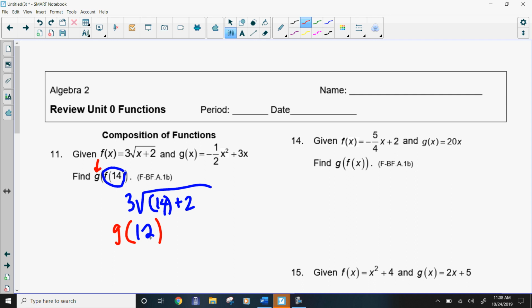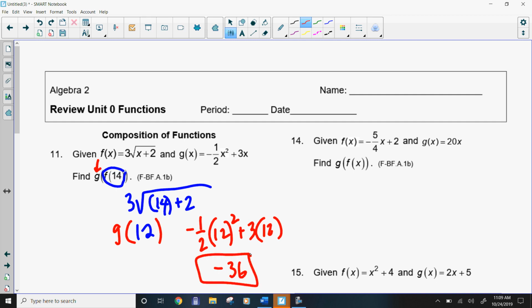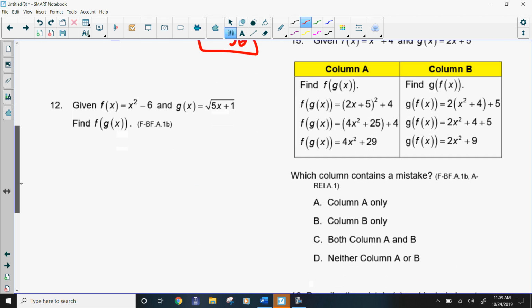So the second problem is going to say negative 1/2, parentheses squared, plus 3, and then we're going to plug in the 12. If I was to do this in a calculator, it would say 144. So we're going to have 144, and we're doing half of that, so it's going to be negative 72. And then we're going to have 36. So we've got negative 72 plus 36, which is negative 36. That's our answer.